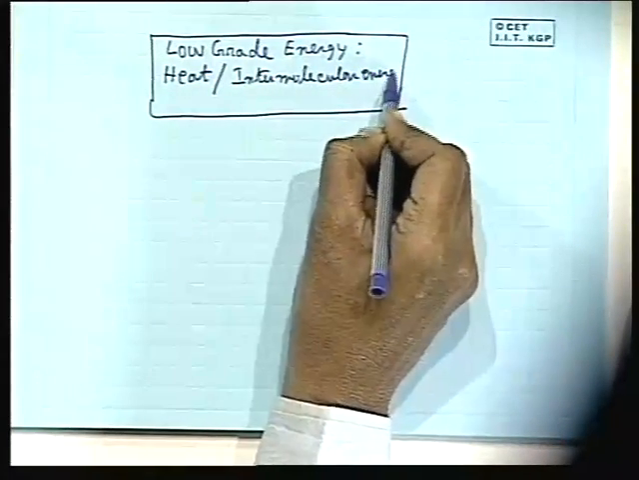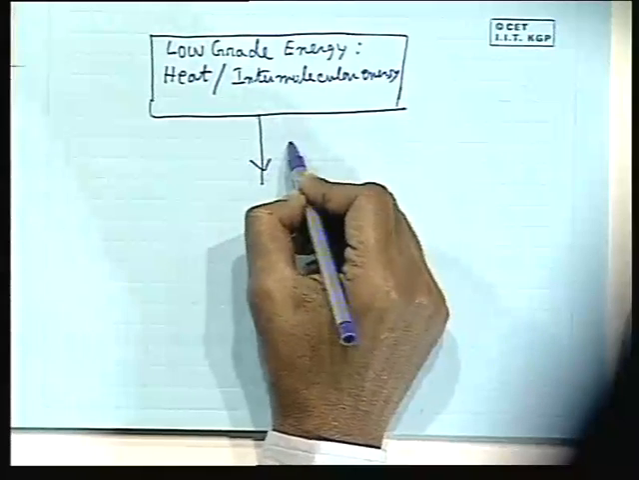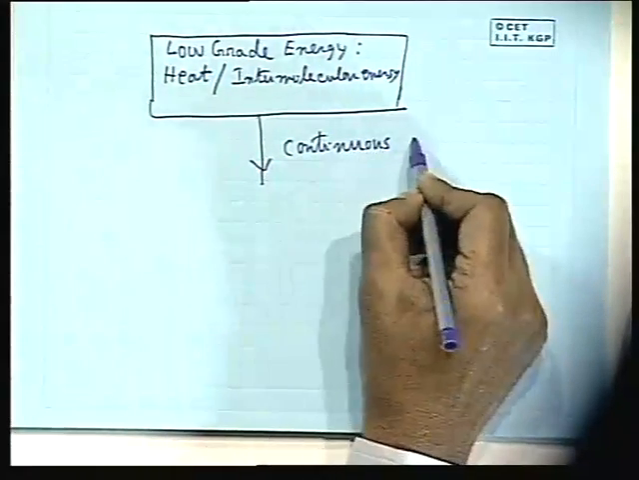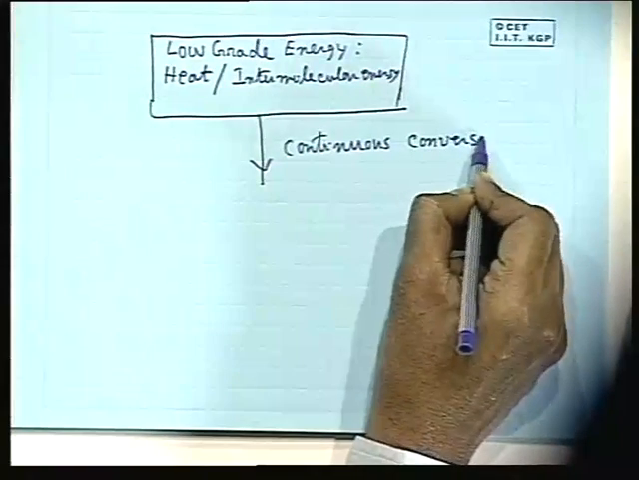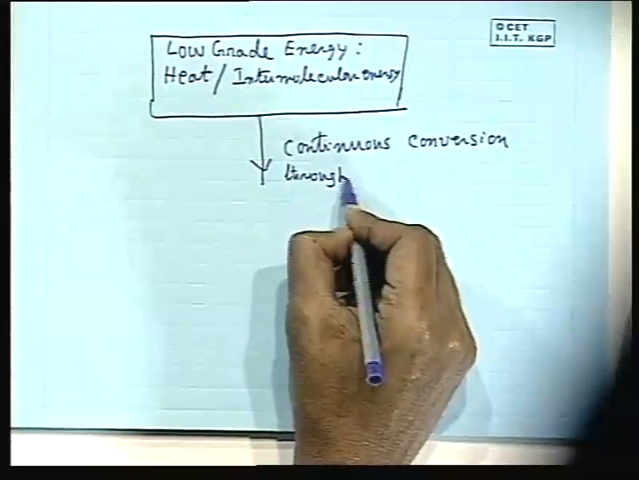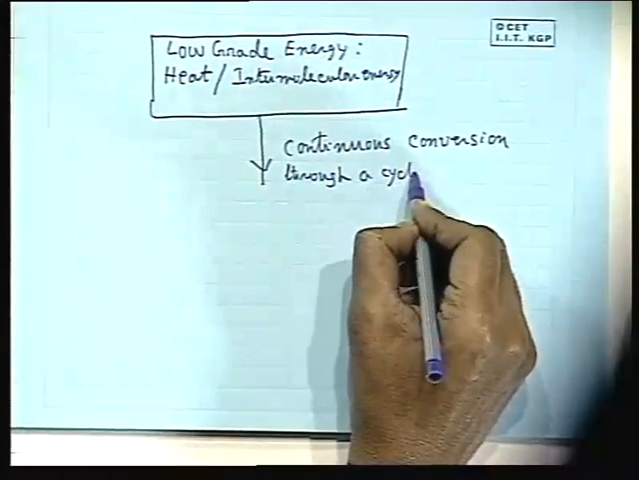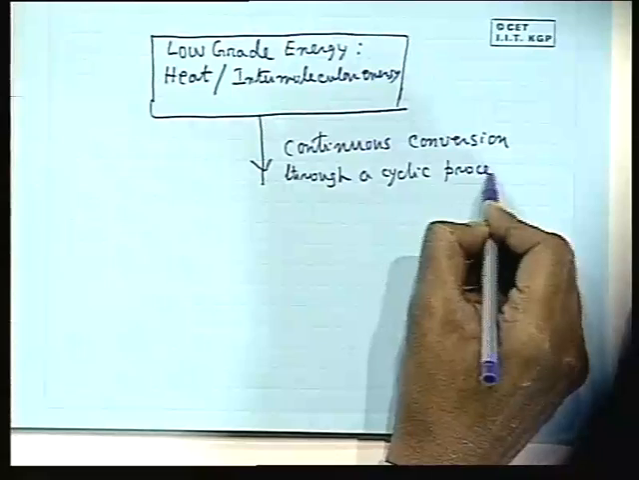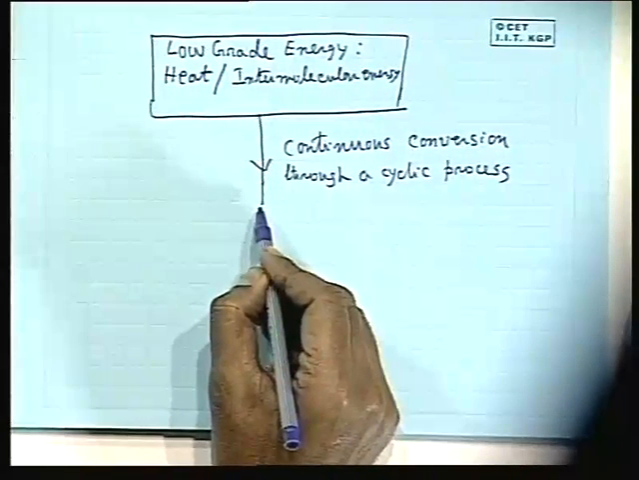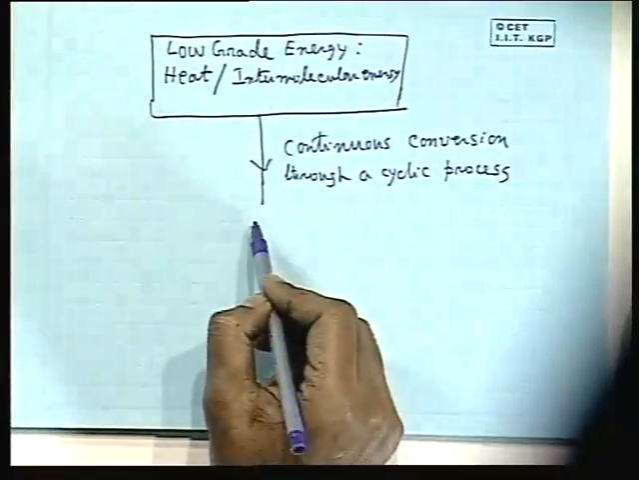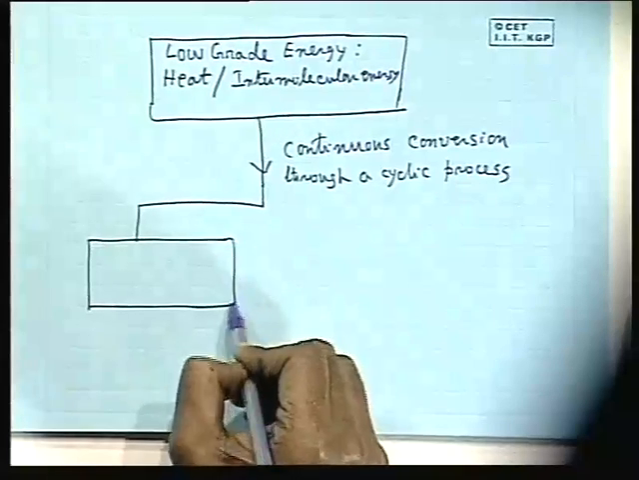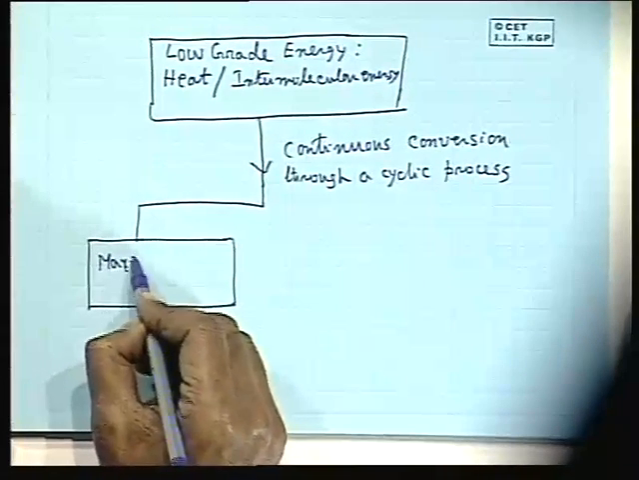If you want to convert this continuous conversion through a cyclic process, then we will see that we cannot have the entire energy converted. There is a restriction. There is a maximum amount of work that can be obtainable.